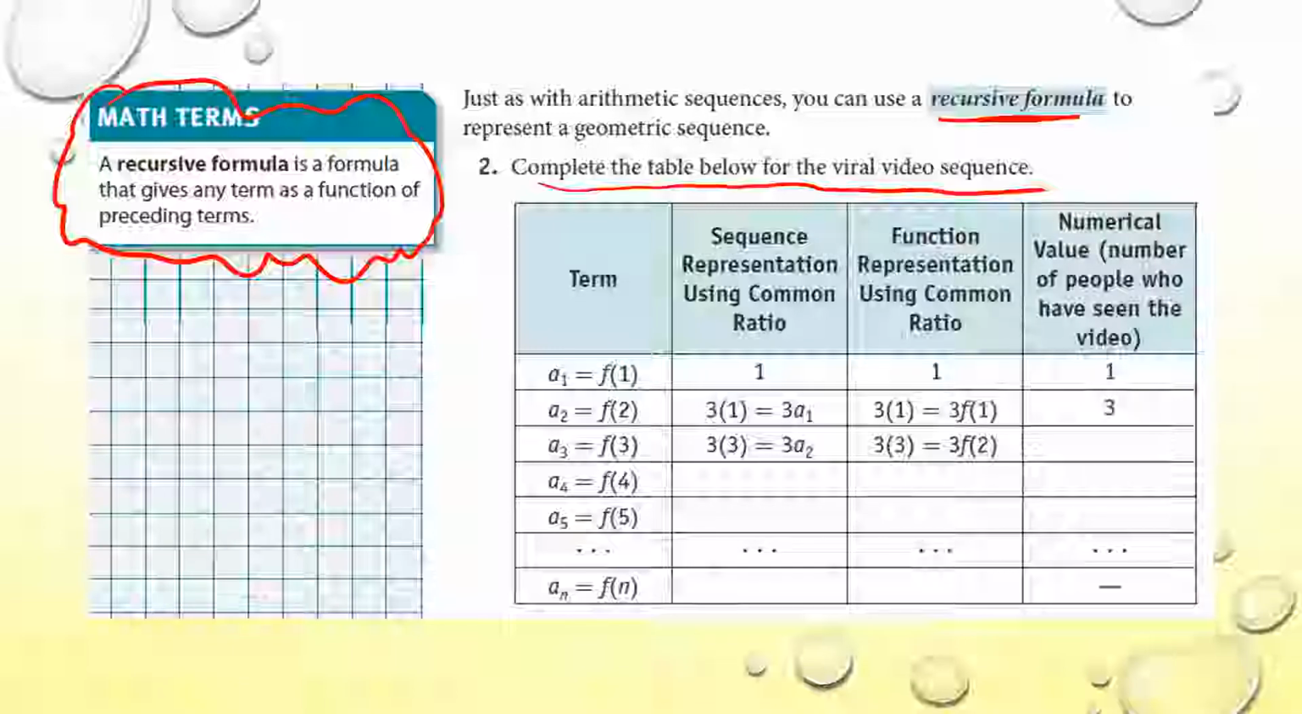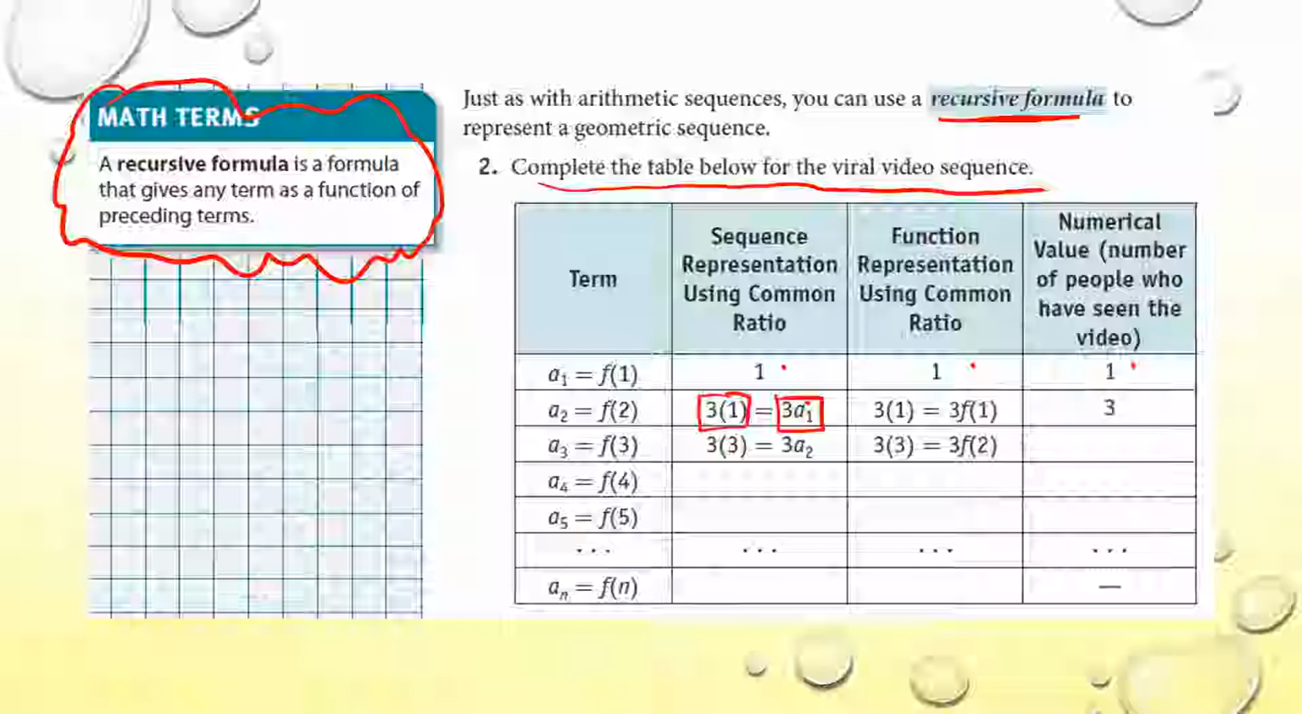So a sub 1, or f of 1, the first term was 1. The second term, or f of 2, was 3 times the one before it, so 3 times 1. And it equaled 3 times the first term. A sub 1 is the first term, which was 1. So we're showing it being multiplied by the value, and we're showing it being multiplied by the term before it. So 2 ways to say the same thing.